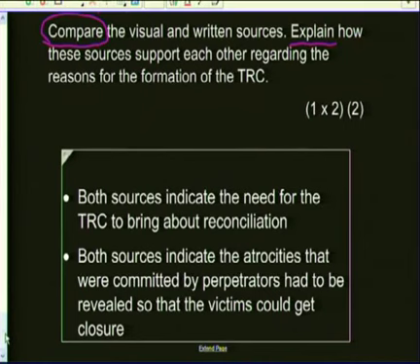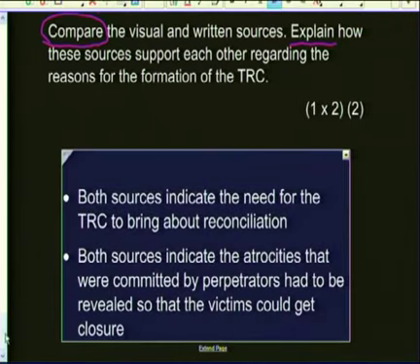Both sources indicate the atrocities that were committed by perpetrators. Now remember, Bishop Tutu did say that South Africa's past was dark. So that refers to the atrocities that were committed by perpetrators during the apartheid times, and those had to be revealed so that the victims could get closure. So that is how you compare the sources. You find things that are similar.